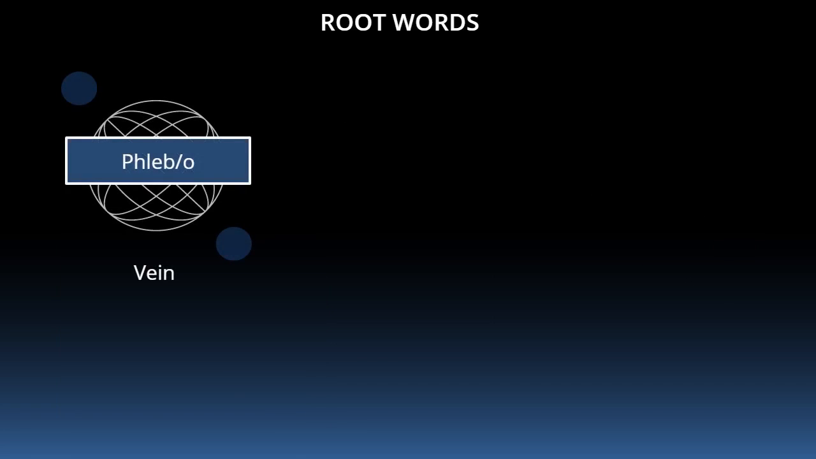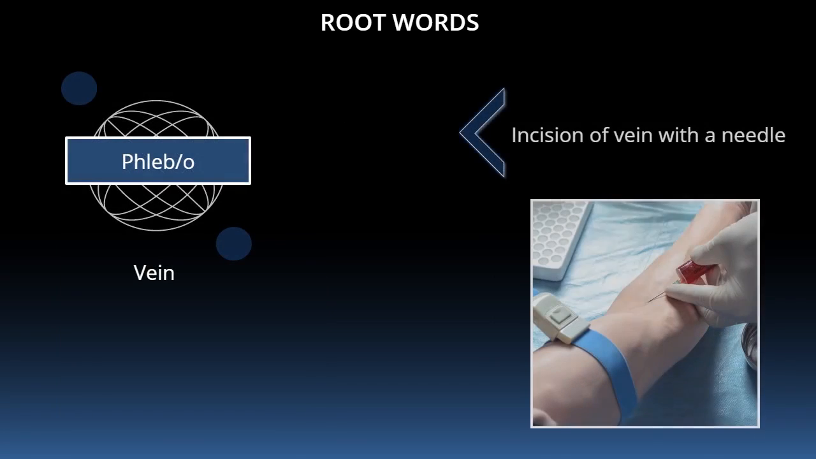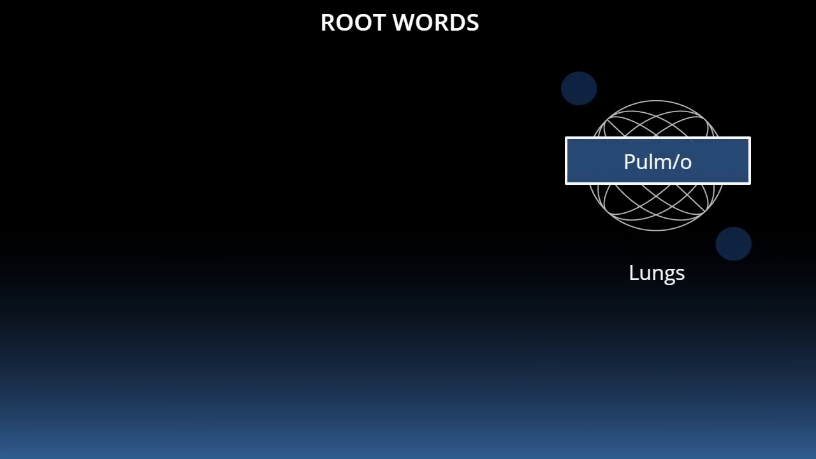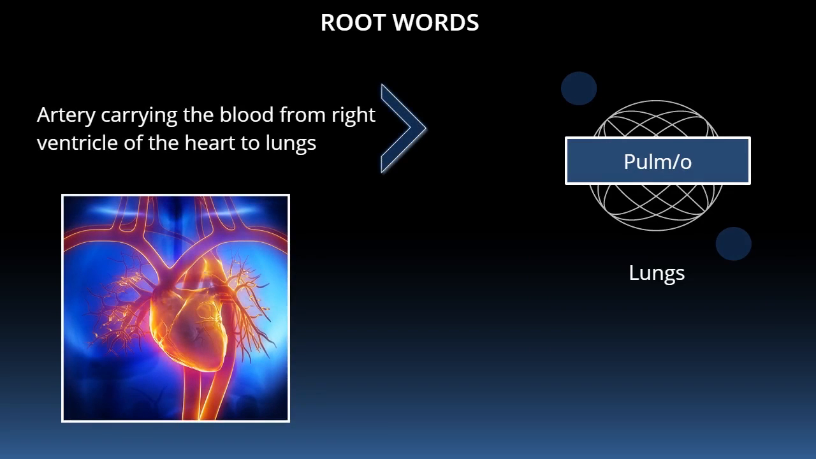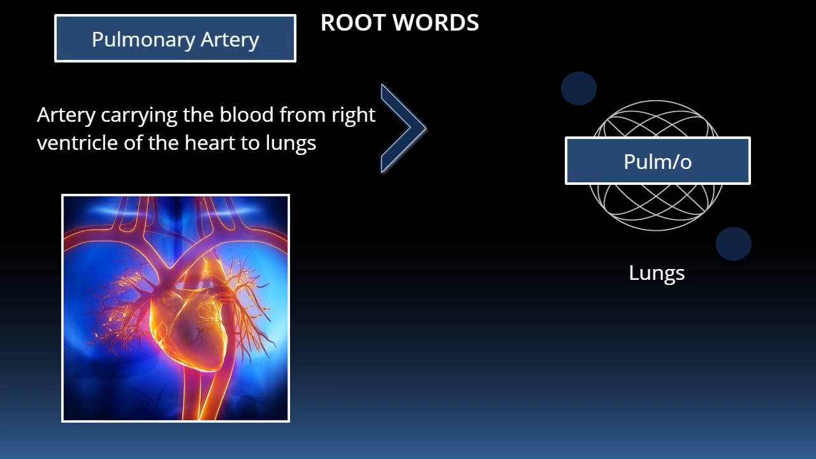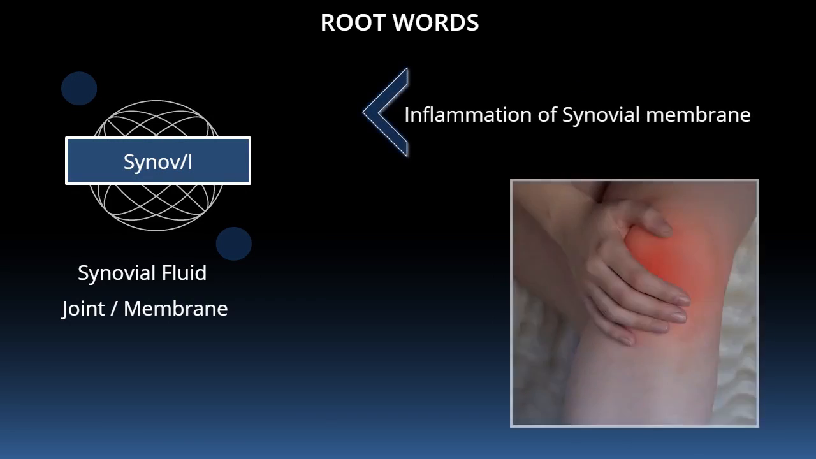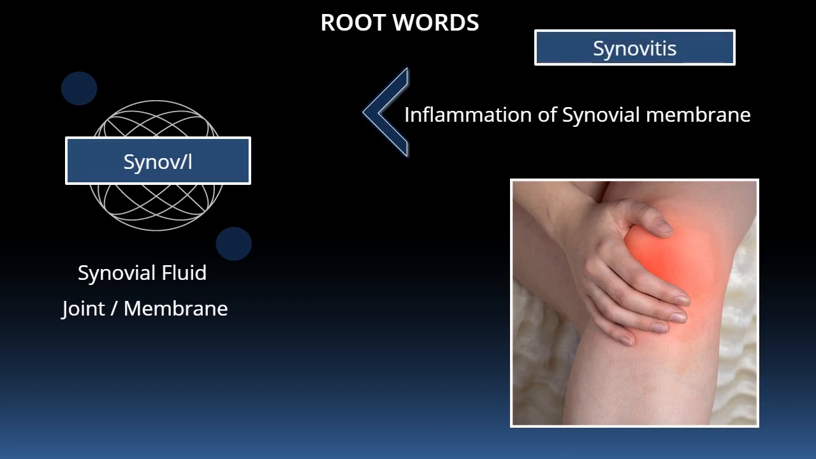Phlebo is the root word for vein. That's why when we incise the vein with a needle, it is called phlebotomy. Pulmo, or pulmo, is the root word for lungs. Hence, the artery which carries the blood from the right ventricle of the heart to the lungs is called pulmonary artery. And lastly, synovial is the root word for synovial fluid, joint, or a membrane. That's why the inflammation of synovial membrane is called synovitis. Let's check out some words and see if you can tell their root words.